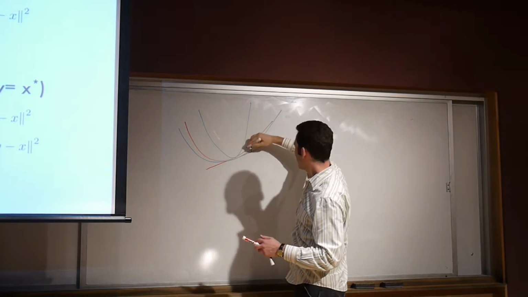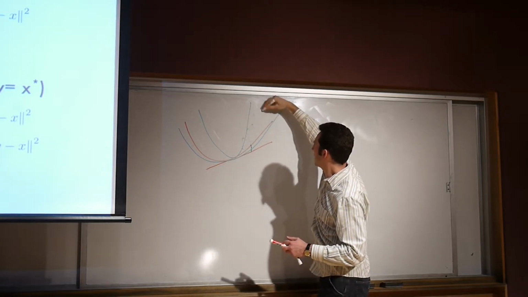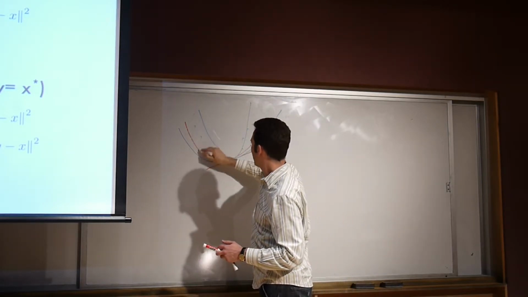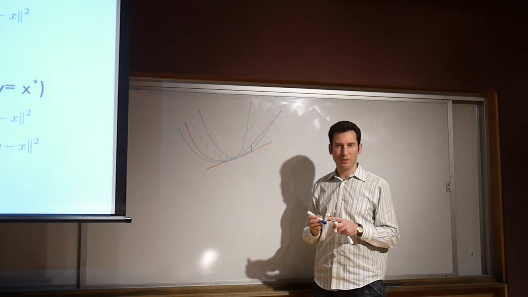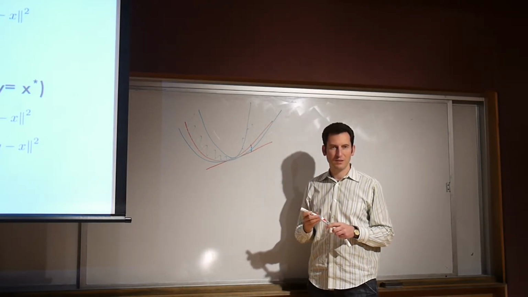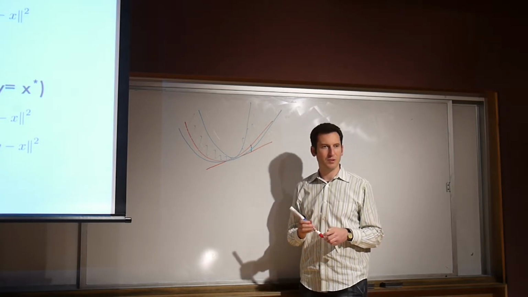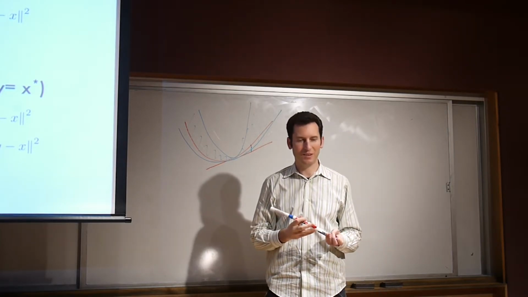So what this means is that it's really only that region here where I need to look for solutions. And that's what makes algorithms converge rapidly. Who has heard of the condition number? Okay, a lot of hands go up.